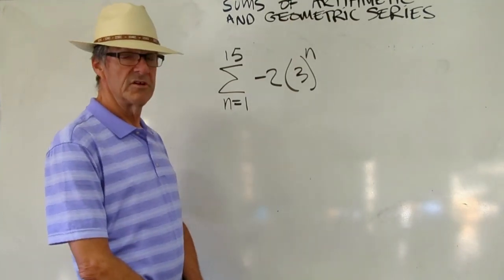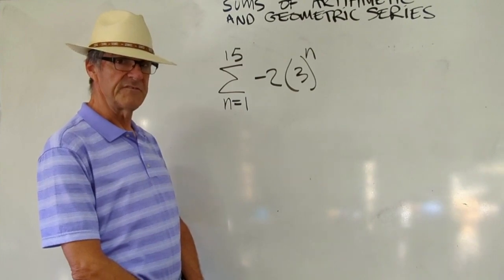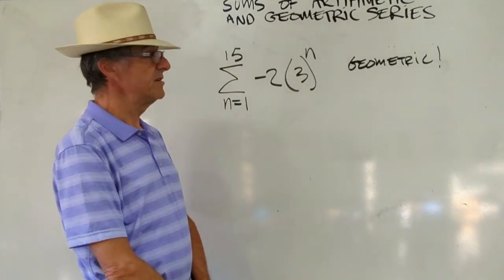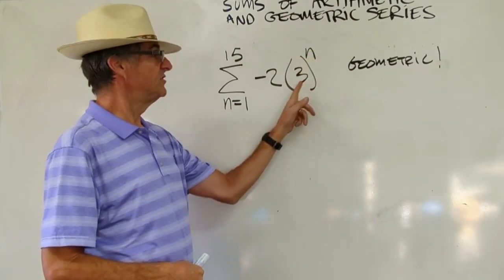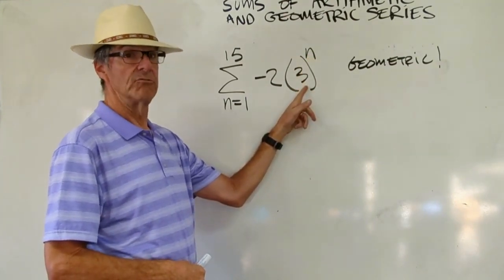Is that geometric or arithmetic? Pause the video real quick and think for a sec. So this one is definitely geometric, and one of the giveaways is that we have a power. We have n in our power. So this is going to be multiplying by 3 repeatedly.